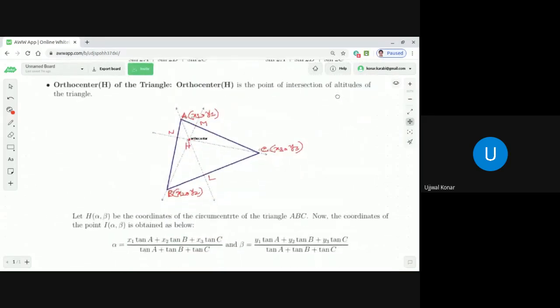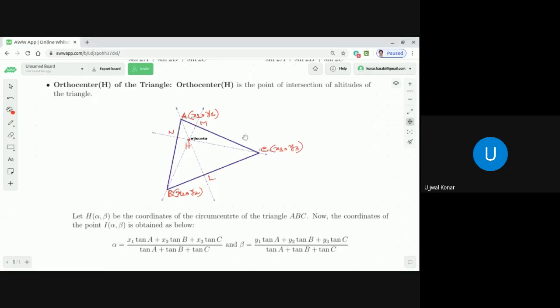The orthocenter is the point of intersection of the altitudes of the triangle. From the vertex A, if you draw a perpendicular, and similarly from all three vertices you construct three perpendicular lines, the point of intersection of these perpendicular lines is known as the orthocenter. Dear students, I hope you got it clear about the orthocenter.